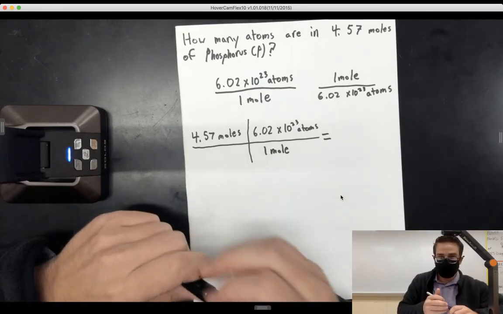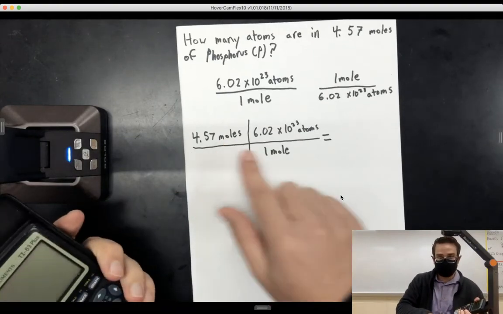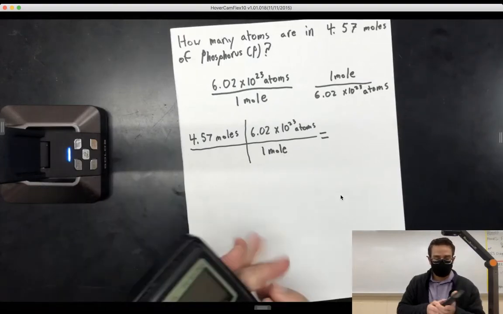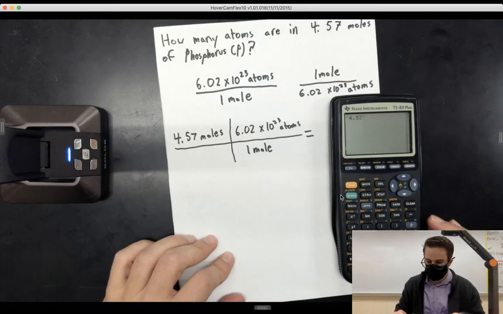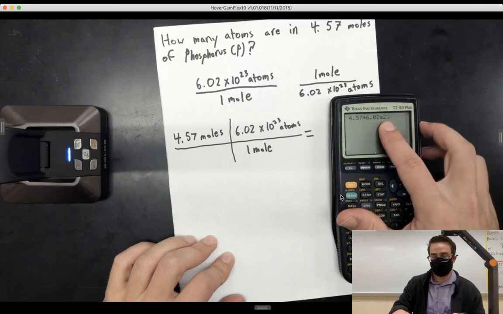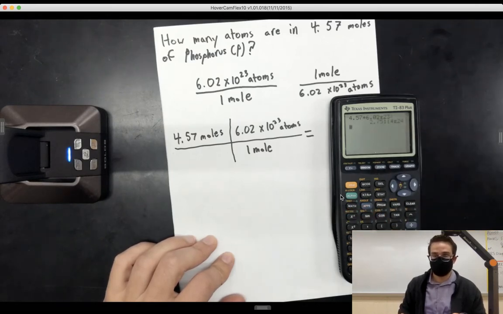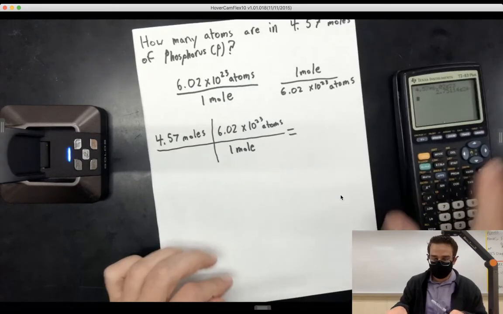I have set up my t-chart. My last step is really just to plug this into my calculator. So I have 4.57 times 6.02 times 10 to the 23. The way that I'll enter that into my calculator is 4.57 times 6.02, and I use the E shortcut for scientific notation, so that's second comma to get the capital E, and then 23. So this says 4.57 times 6.02 times 10 to the 23. That's what this E stands for. That's how my calculator understands it. Okay. So I get this number, 2.75114 times 10 to the 24th.